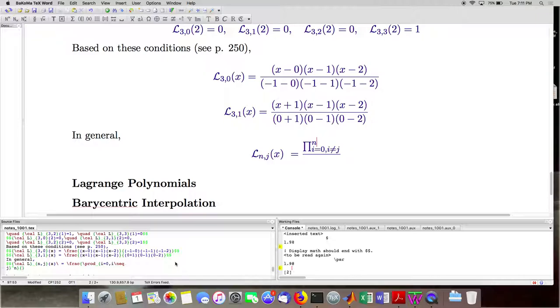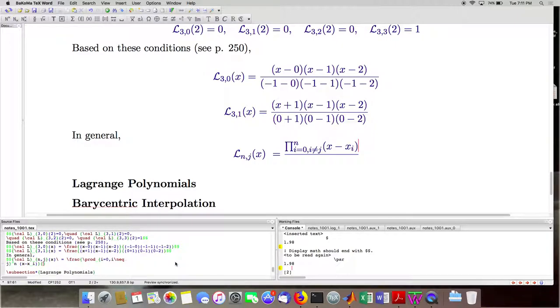Okay. Wait, I need to put this in the numerator. Okay. I'll explain all this in a moment.